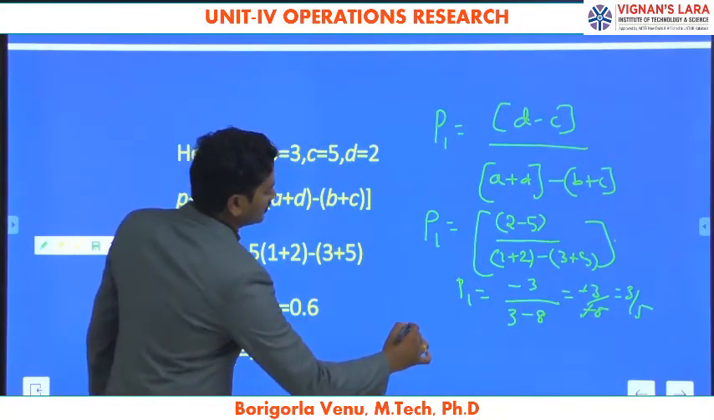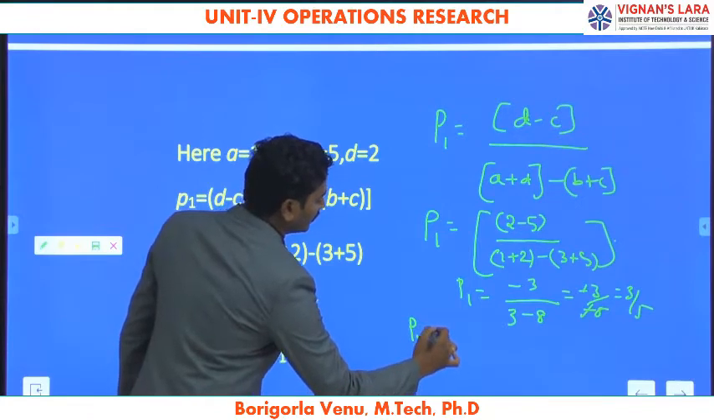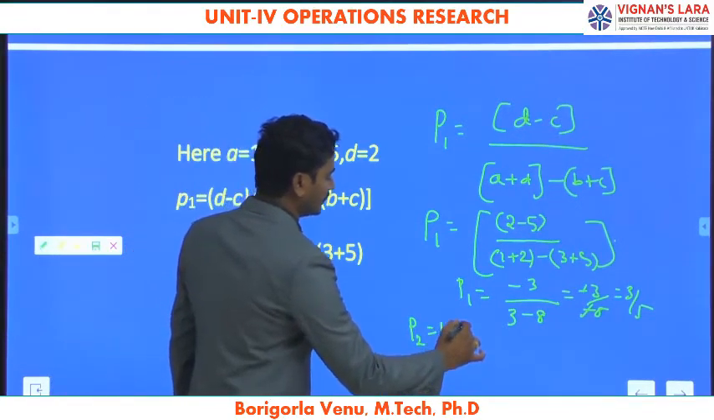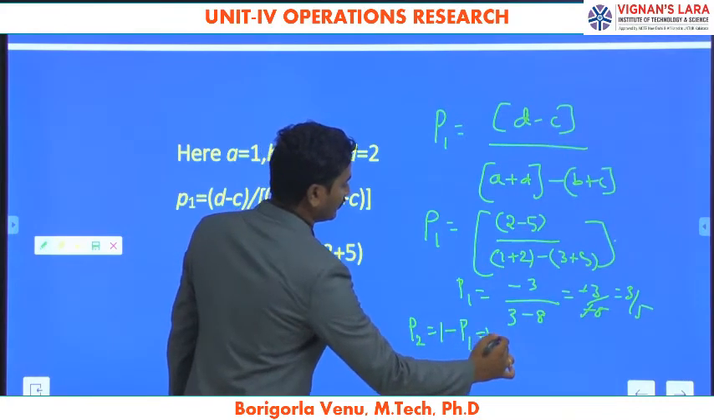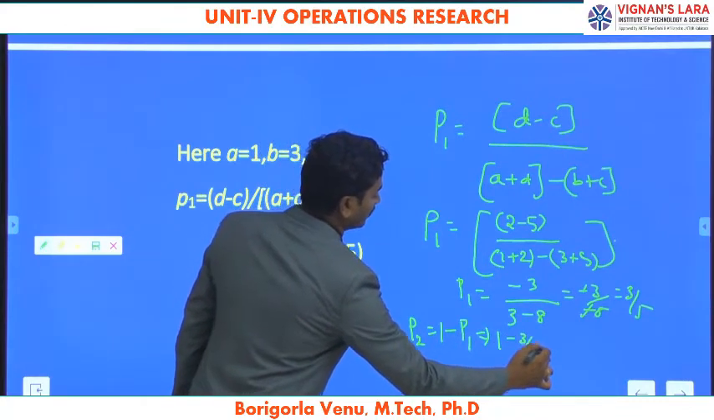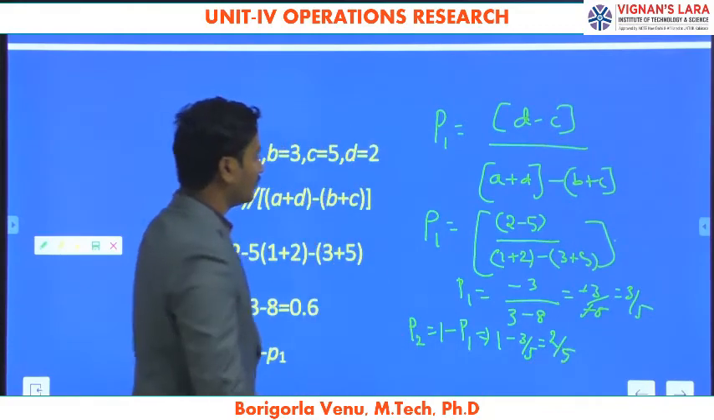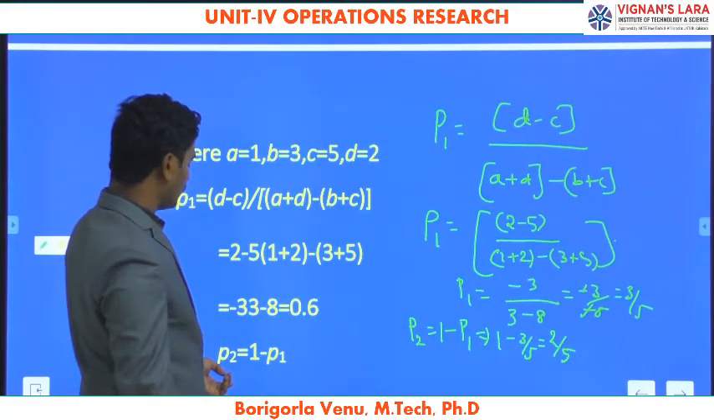Now we calculate the P2 value. We know the formula: P2 is equal to 1 minus P1. So 1 minus 3 by 5 gives P2 equal to 2 by 5. Now we know P1 and P2.